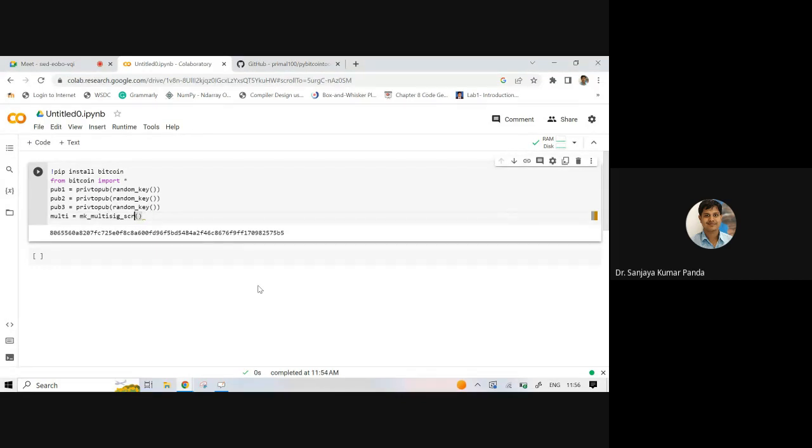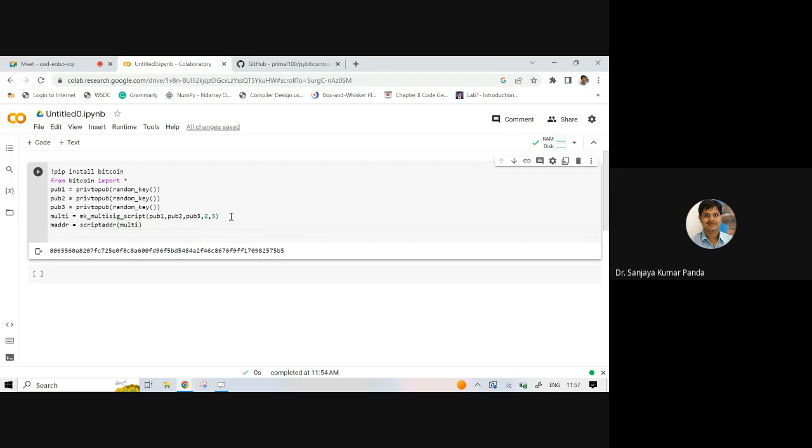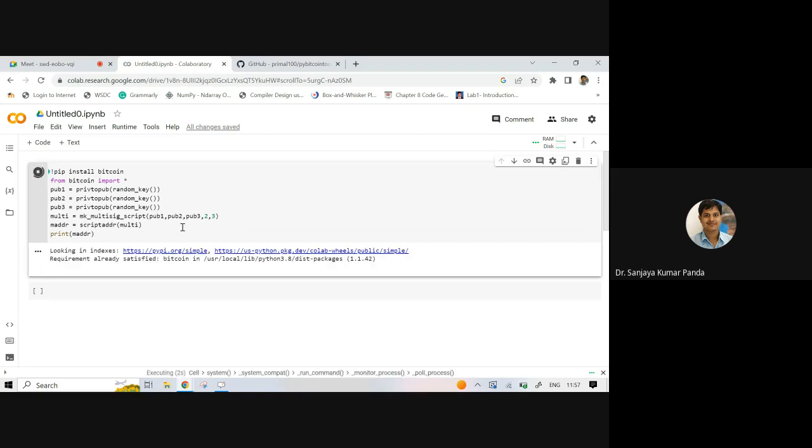There is another function called script. There you have to mention all the keys, like public one, public two, public three. These are the three keys, but I'm writing 2 comma 3. 2 comma 3 indicates I'm selecting two signatures out of three. Then I will get m address, suppose, equal to the script address. It is going to return the script address of this multi-signature. If I print m address, you will get the multi-signature address. Yes, you are getting a multi-signature here.